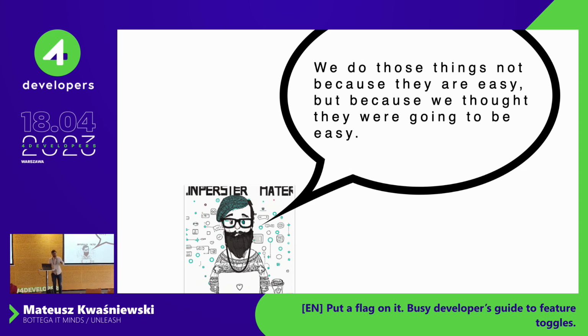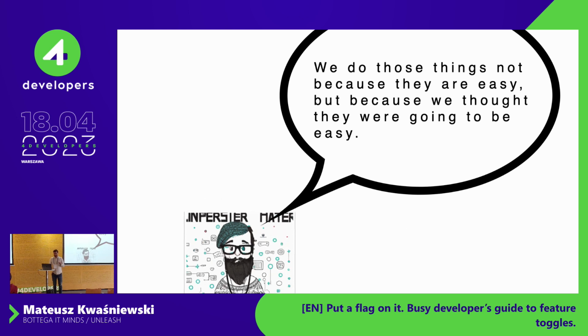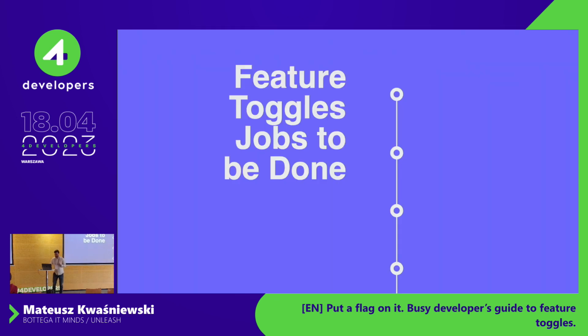And this is the first time Charles thinks to himself, we do those things not because they are easy, but because we thought they were going to be easy. And then he hides.